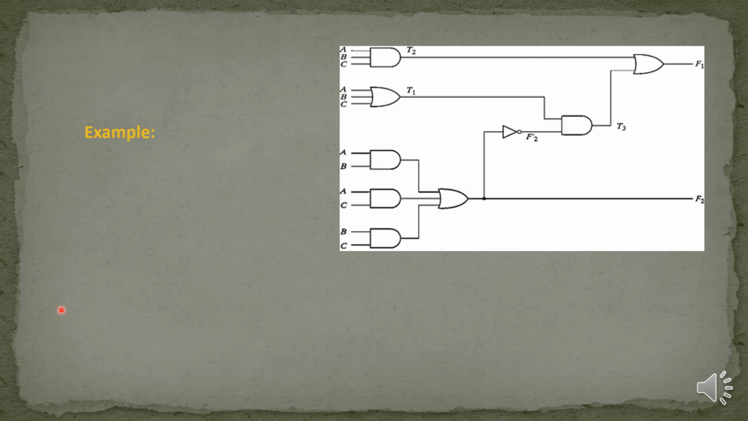For an example of a combinational logic circuit, we have taken one having 3 inputs and 2 outputs. The inputs in this circuit are A, B, C and the outputs are F1 and F2. Here we used 3 AND gates having 2 inputs, an AND gate having 3 inputs, and another AND gate having 2 inputs. And here we use 2 OR gates having 3 inputs, one more OR gate having 2 inputs, and this is the NOT gate we use.